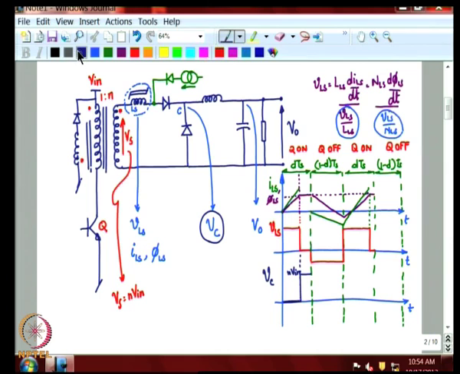The moment the voltage becomes 0, the whole secondary voltage gets passed on to the point Vc, and the Vc would look like this.